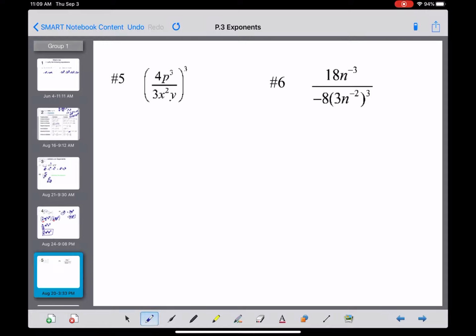Okay, number 5. Again, try this on your own. So you're going to distribute that 3. Make sure it goes to the 4 also. And then down here in the bottom, you're distributing it to each of those. So 4 to the third is 64. P to the third, those are going to be multiplied. 3 to the third is 27. X squared to the third, x to the sixth, and y to the third. And you're going to see if you can simplify that, and I think we are done.